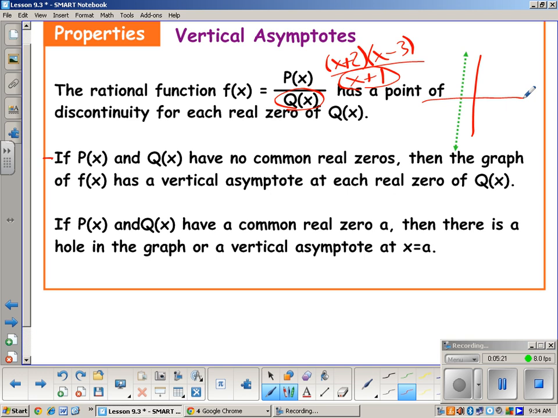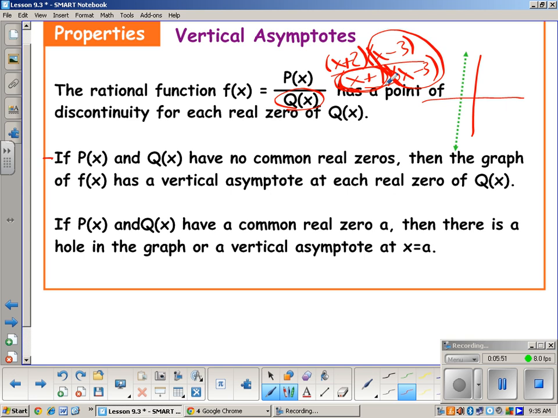It's possible that I have x minus 3 down here, where these two right here are the same zero. So at x equals 3, there's going to be a hole in the graph. And this one here does not share a zero with the numerator, so that means at that point we're going to have a vertical asymptote. So you can have both at the same time.